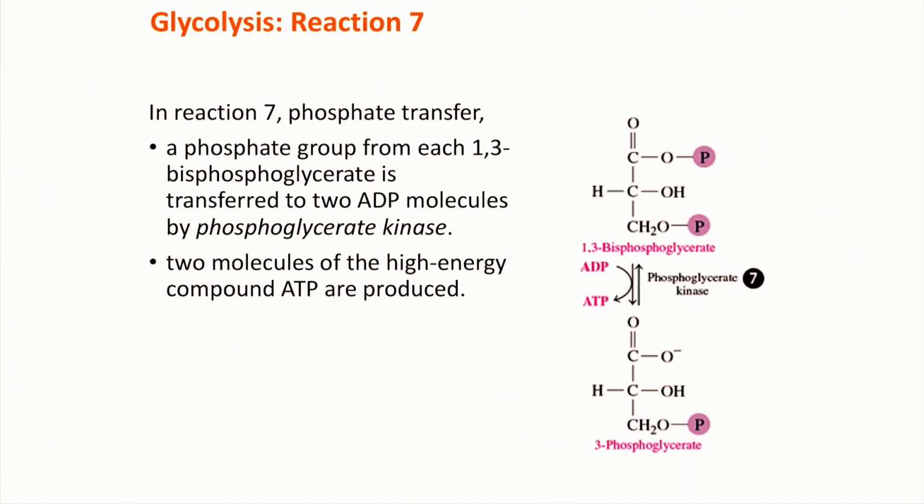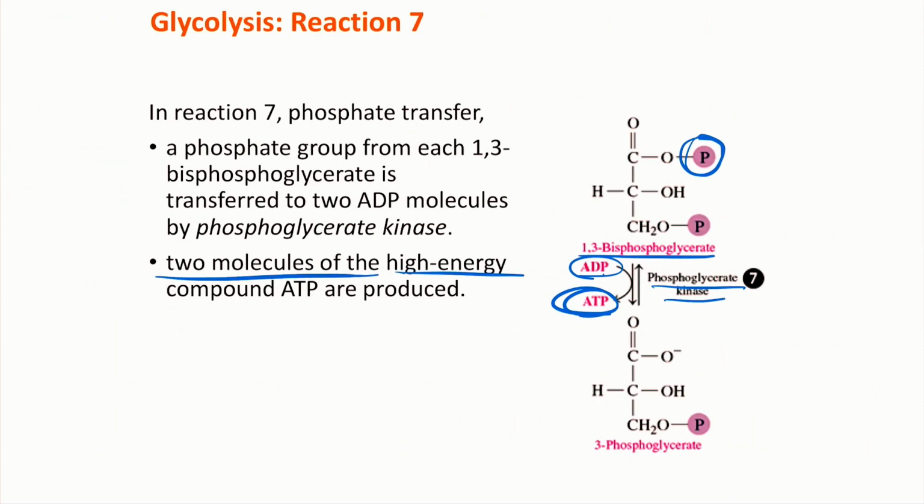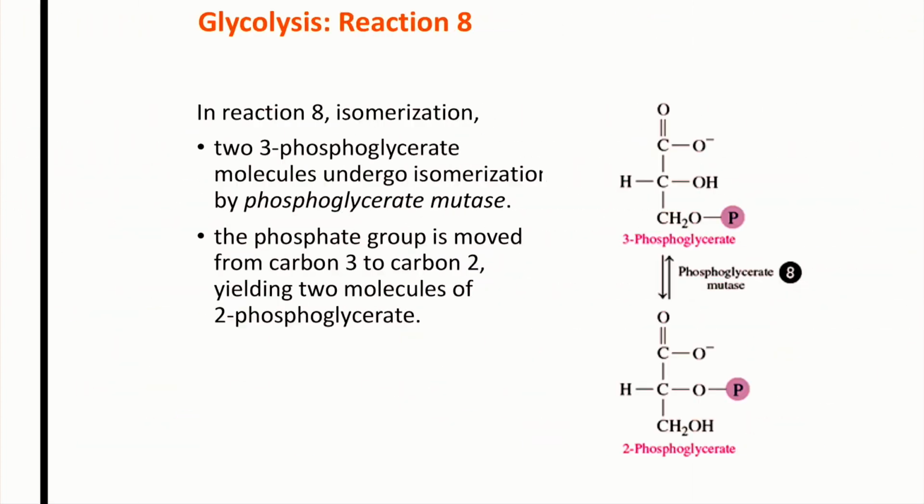In reaction 7, the 1,3-bisphosphoglycerate undergoes phosphorylation, so using the enzyme phosphoglycerate kinase removes the phosphate ion. Upon removal, two ADP molecules take up the phosphate and create ATP molecules. So an ADP takes one of the phosphates to create ATP, which is the energy producing reaction here. You end up creating 2 molecules of the high energy compound ATP.